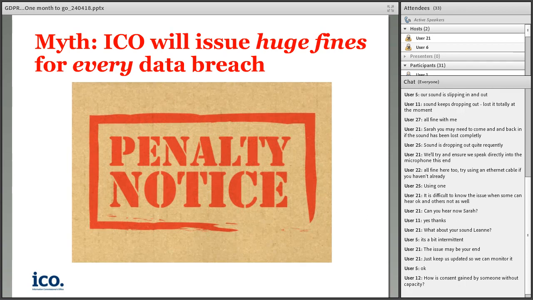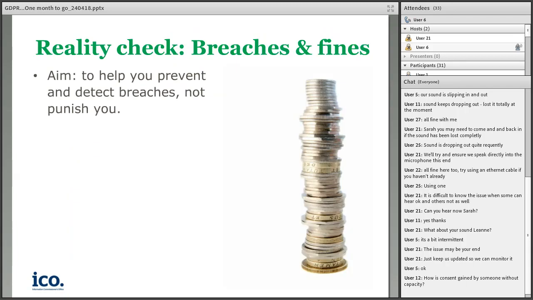So another myth that we're faced with, and I get faced with this quite often when I'm out and about, is that the ICO will be issuing huge fines for every single data breach that's reported to us as the regulator. So again, let's take a quick reality check and hopefully reassure everyone listening today.